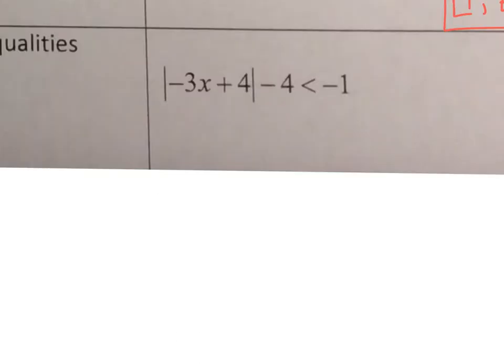Okay, so here's another problem with absolute values. So again, it's either going to be split up or sandwich. But before we do anything, we need to isolate the absolute value. Don't do anything until it's by itself. So our first move here is to add 4 to both sides.